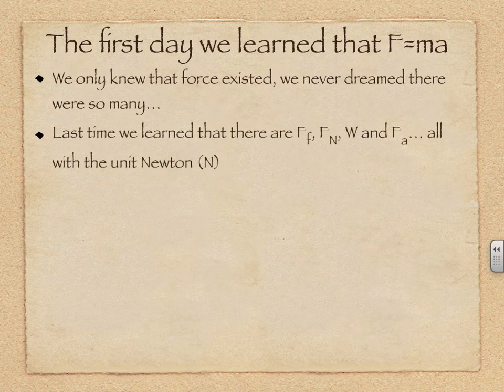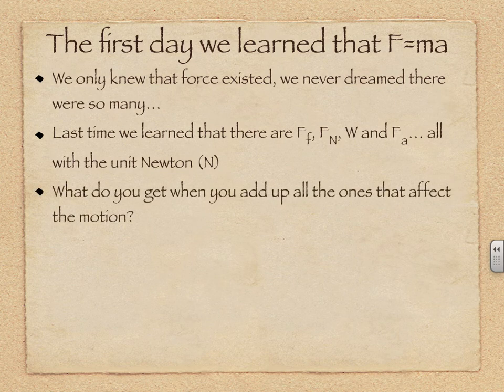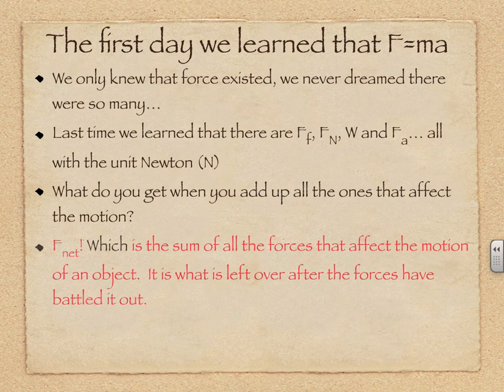So we learned about FF and FN and W and FA all had the unit newtons. But what do you get when we add up everything? What we get when we add up everything is called the net force, and the net force is the sum of everything after they have combined it. So after all the forces are done fighting, we're left with the net force.